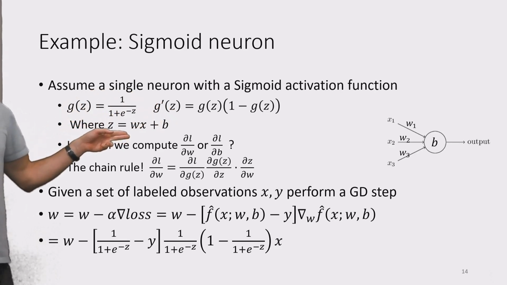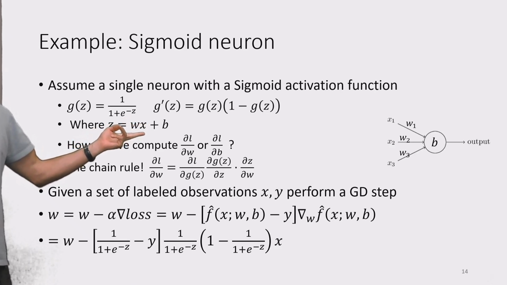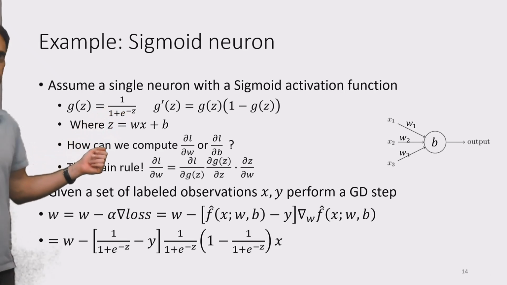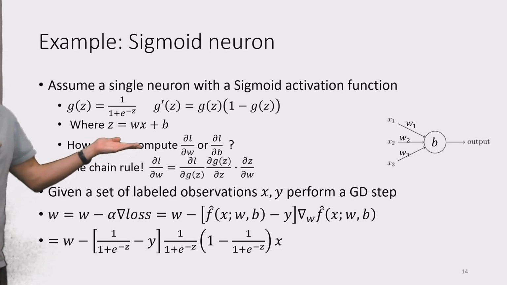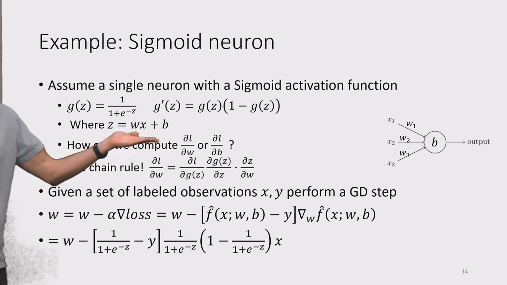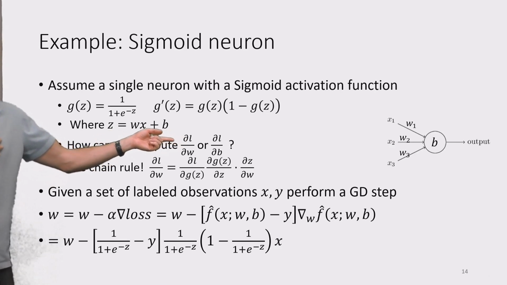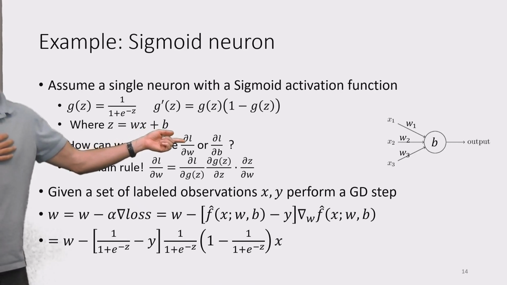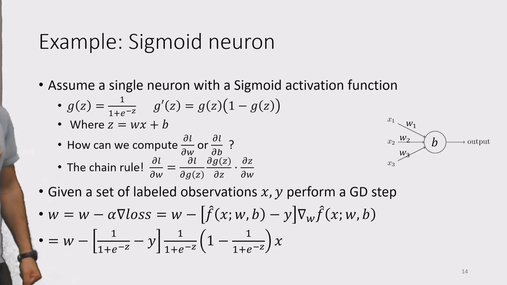Z in this case will simply be the linear combination Wx plus B, because we'll take this linear combination and pass it through our activation function, our sigmoid activation function. But still we need to compute the gradients with respect to our tunable parameters, which are W's and B's. Right, so we need to compute the derivative of our loss function, and as before, let's just assume the squared error loss, with respect to W and also with respect to our bias term. Okay, how can we do that?